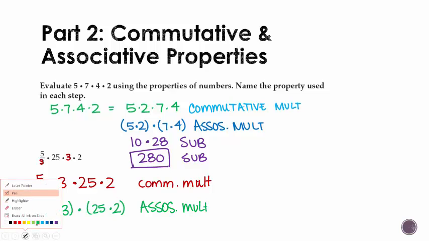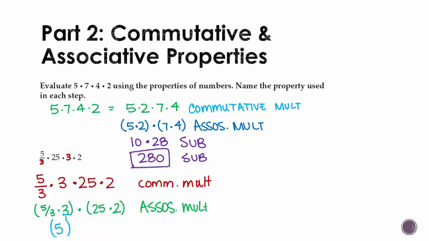So 5/3 times 3, remember we can turn this into a fraction, you end up with 15/3, which is just 5. And 25 times 2 is a nice easy 50. And then I can do 50 times 5 and end up with 250. And that's also substitution.